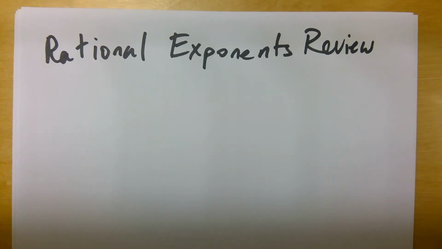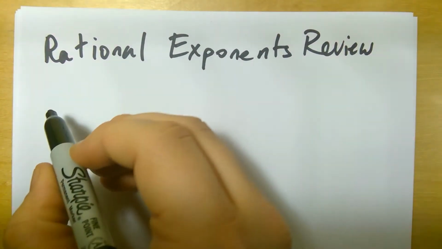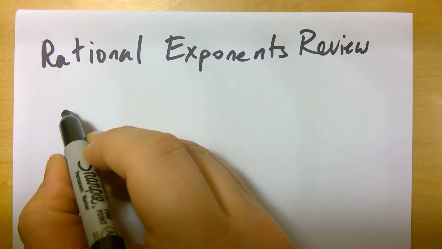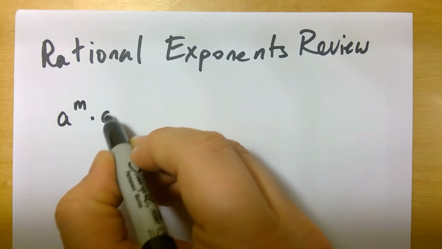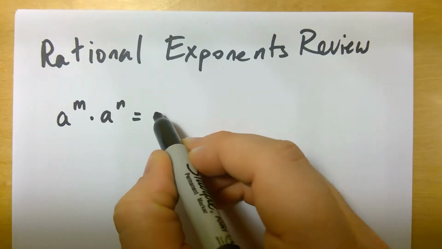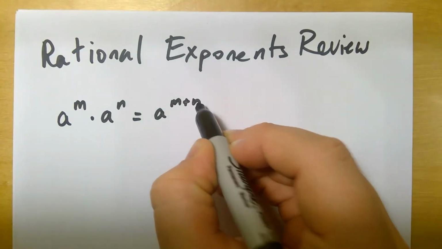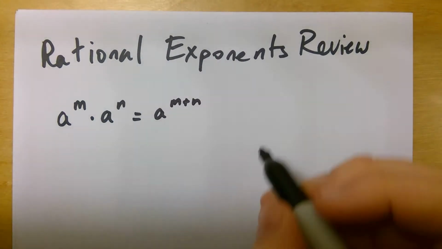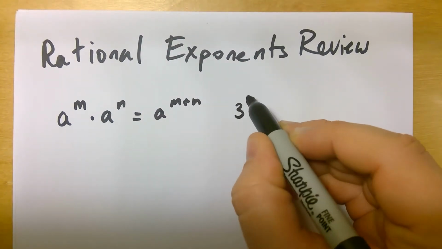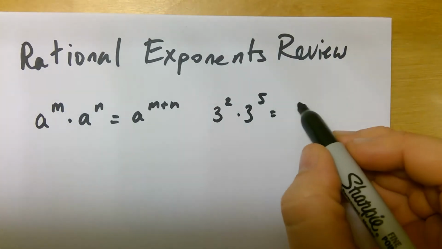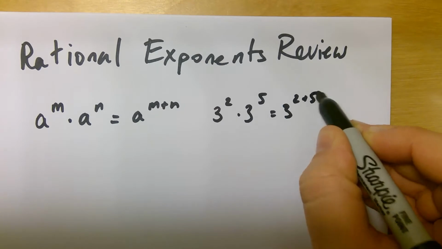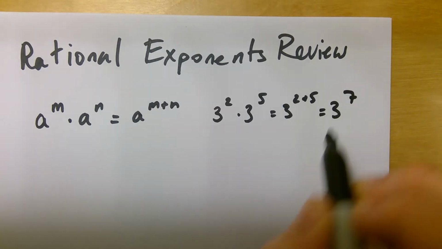This video will be about rational exponents. So we're going to start off with reviewing our exponent rules. We're going to just go over a few of them. So we have our first rule, a to the m times a to the n equals a to the m plus n. Okay, so an example of that would be 3 squared times 3 to the 5th equals 3 to the 2 plus 5, or 3 to the 7th.